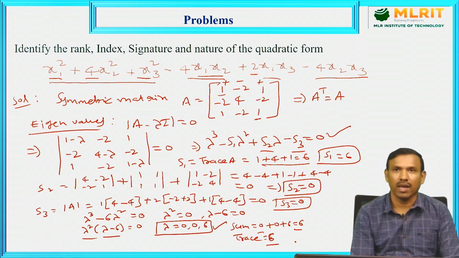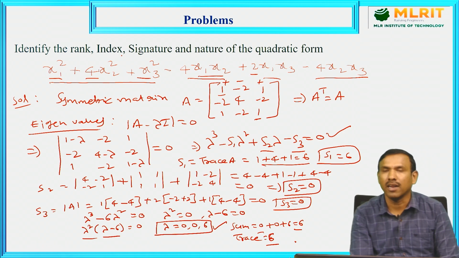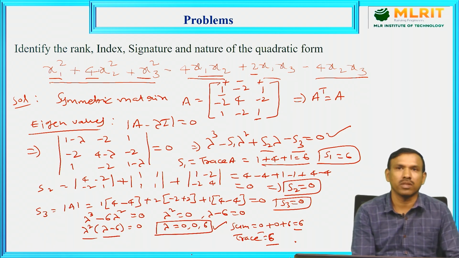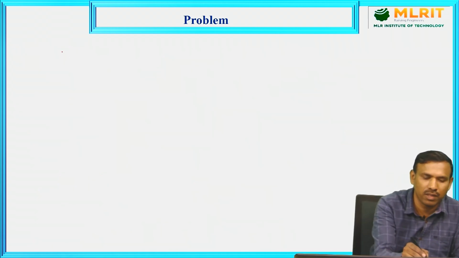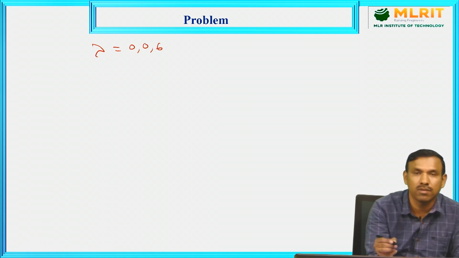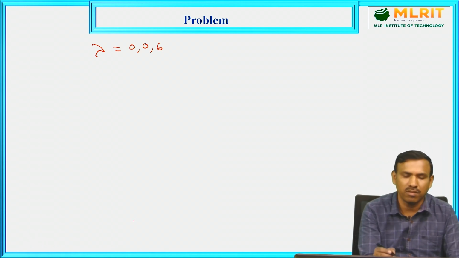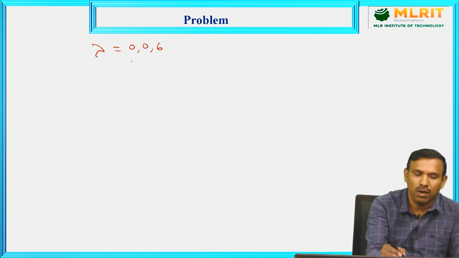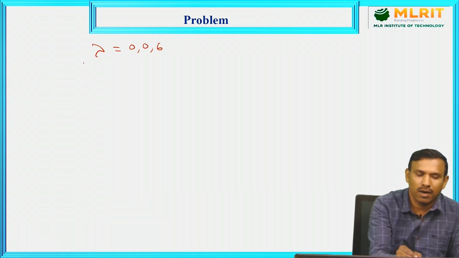Now that we have the eigenvalues, we can tell about the rank, index, signature and the nature of the quadratic form. So let us see in the next slide. So far for the given matrix, we got lambda equal to 0, 0, 6. Now the canonical form.